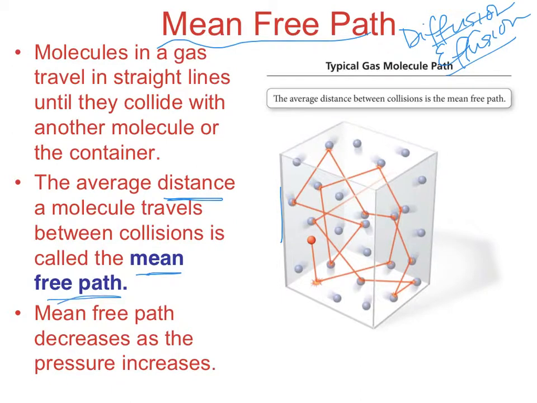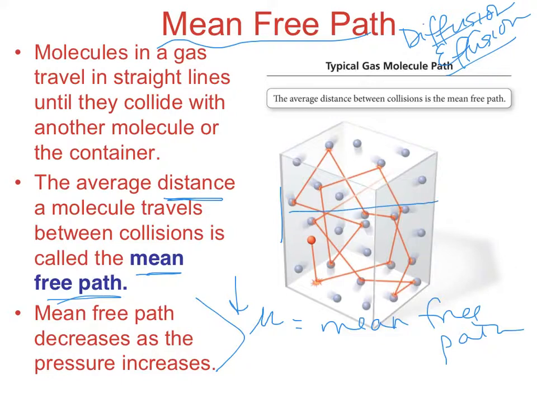They use the letter U for the mean free path. That value goes down as pressure goes up. Why might that be? If you've increased pressure, let's say you decrease the volume, so you've squished all these gas particles closer together, they're obviously going to collide more frequently, and they will have a smaller mean free path.